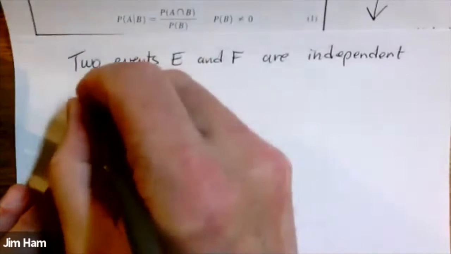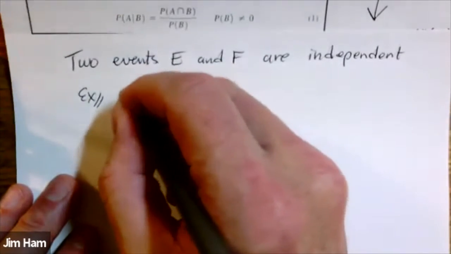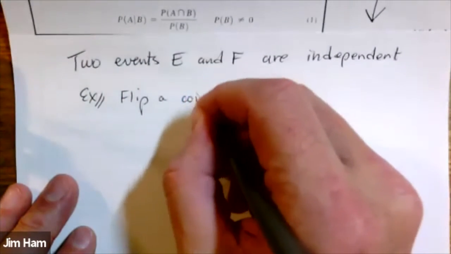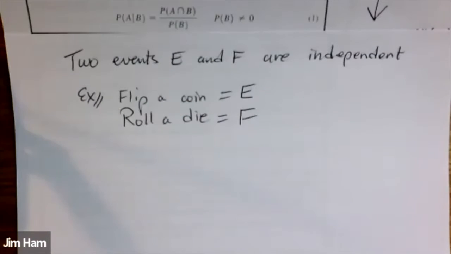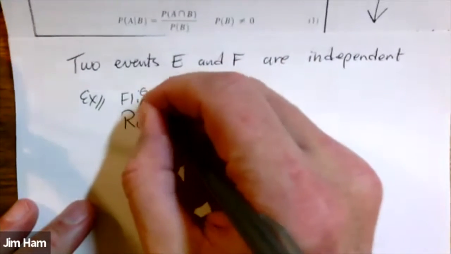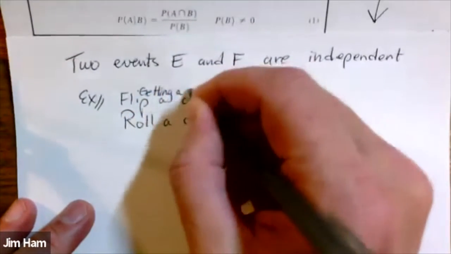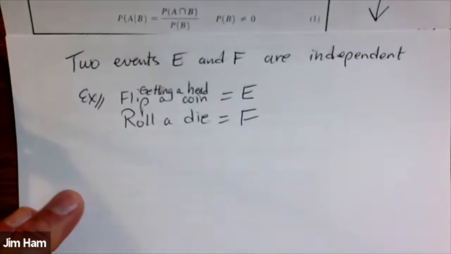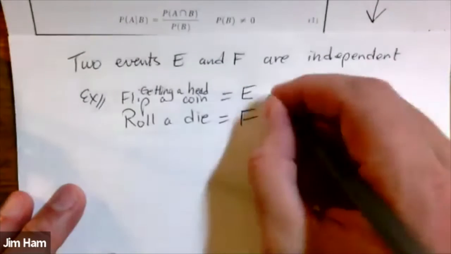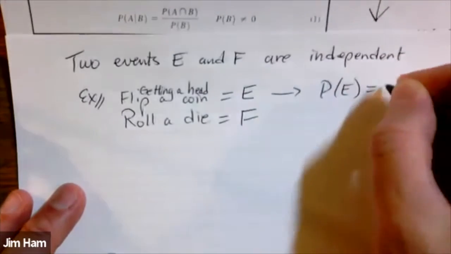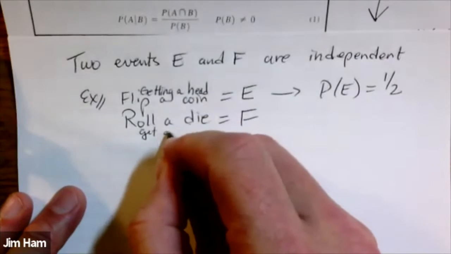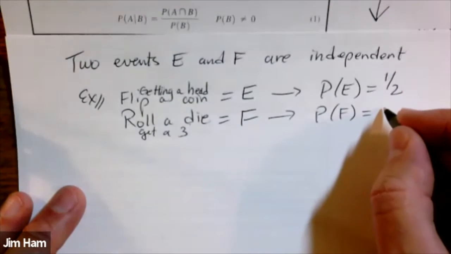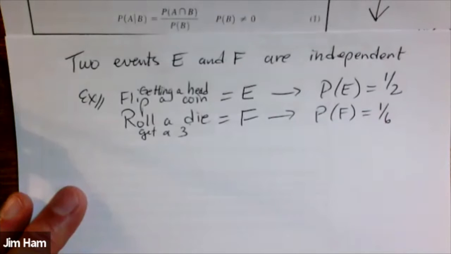So here's a tree diagram, and as the example, let's say that we're going to flip a coin and then roll a die. So our event E is flipping a coin, or our experiment, and let's identify a specific outcome. Let's say that we flip a coin and we get a head. Well, the probability that that would occur is 1/2. Let's also say that we roll a die and we get a 3. The probability of F, getting a 3, well, there's 1 3 out of 6 rolls, like this.